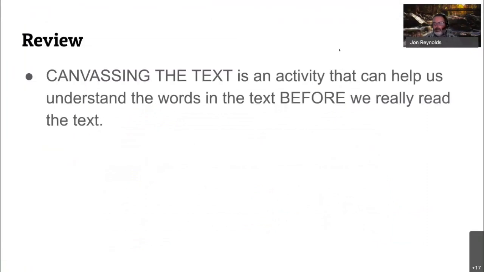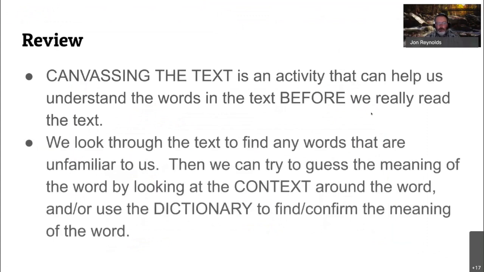Canvassing the text is an activity that can help us understand the words in the text before we really read it. So again, you may not remember much of the text right now. That's okay. We're just looking for words we don't know. So we look through the text to find any words that are unfamiliar. Saba, for example, you mentioned, I know this word, but I can't explain it. That's okay. Circle it. Yeah, that's the idea. Circle or write down those words.